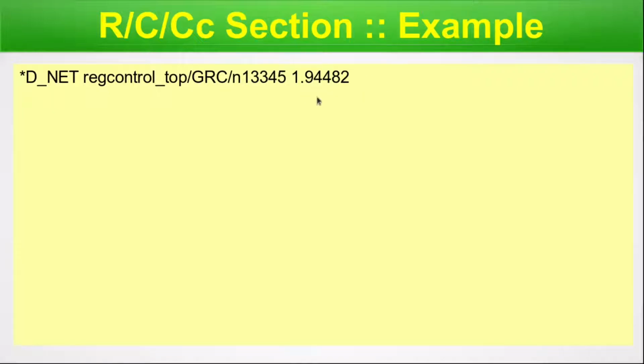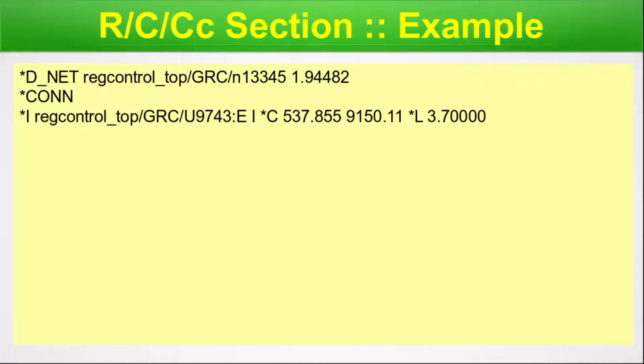This last field denotes the total lumped capacitance of this net. The unit of this capacitance has to be obtained from the header section. This line starts the con section, that is the connectivity section. This line gives the first connectivity information of the concerned net.